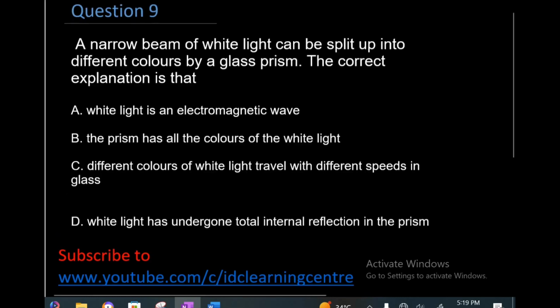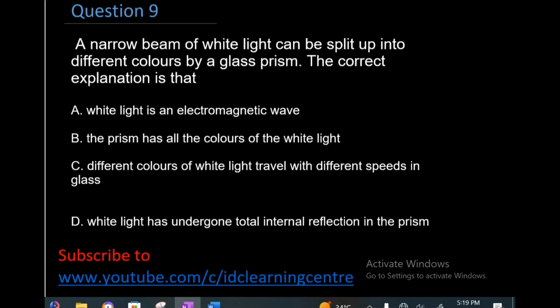Question 9. A narrow beam of white light can be split up into different colors by a glass prism. The correct explanation is that A. The white light is an electromagnetic wave. B. The prism has all the colors of the white light.